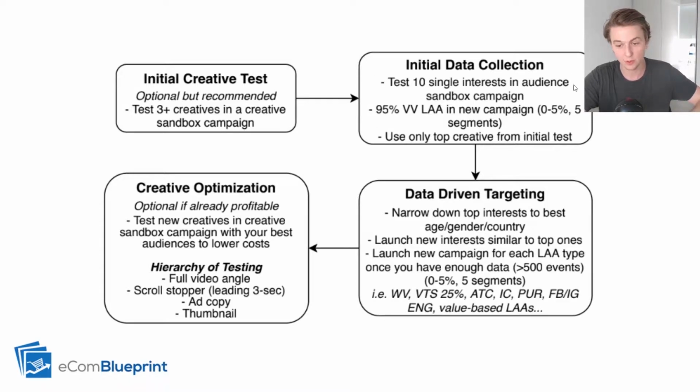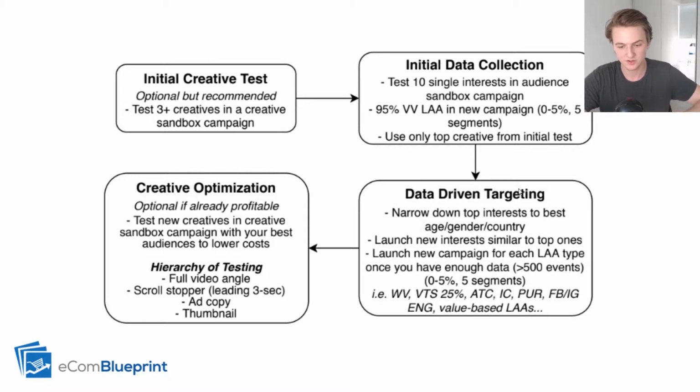And for this phase, you only want to use the top creative from your initial test, right? And if you skip the initial test, well, you only have 1 creative anyways. Now, the next step after this initial data collection is data-driven targeting. You've collected some data at this point. You should have some insights on who your best audience to target is, who the best interests are, and you also have more data for lookalikes. This is when you can really focus your targeting, and this is when usually you might go from losing money to break even, or from break even to profitable.